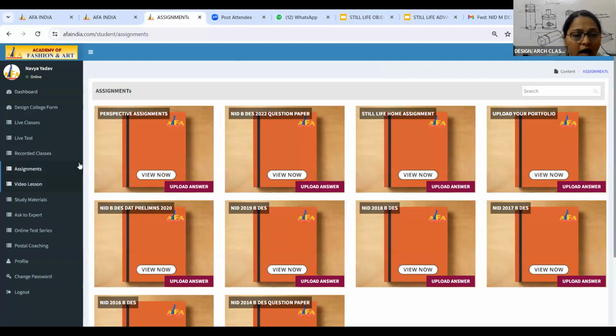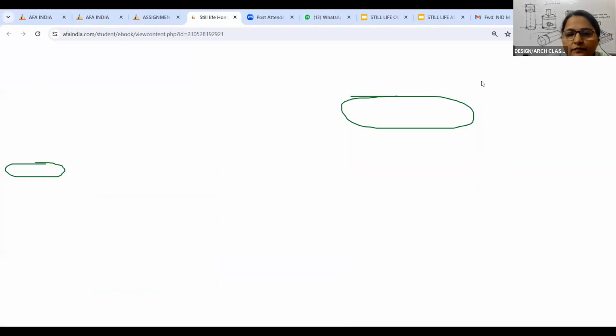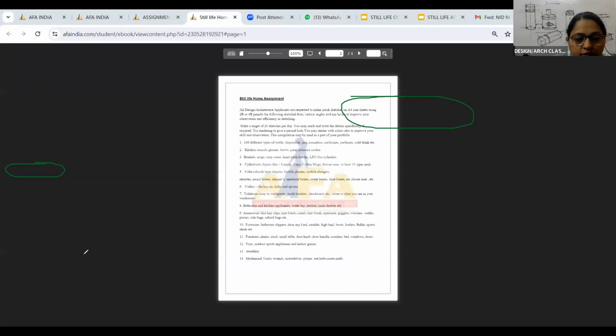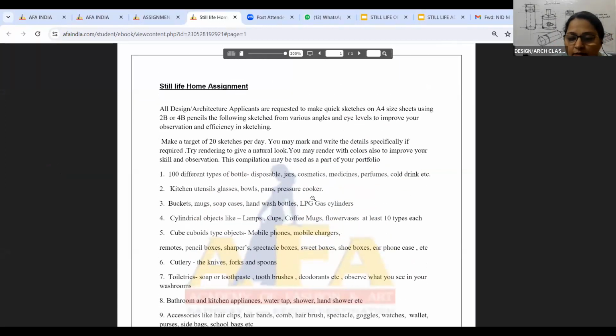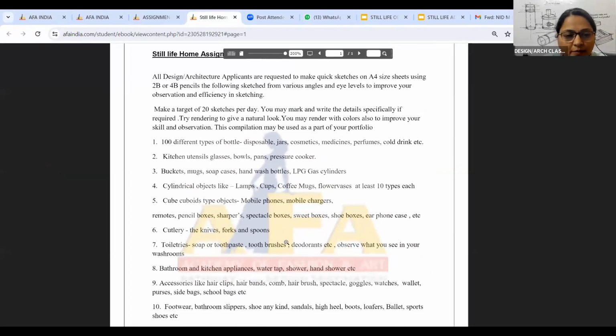So what did I do? I just used your assignment section. आप check कर ले please. Assignment section में this is your still life assignment which is present here. Now I'm going to click this assignment. Let's see what's there. Just a moment. I have clicked view now. Can you see what all you can practice, beta?